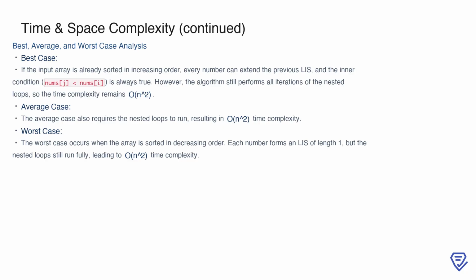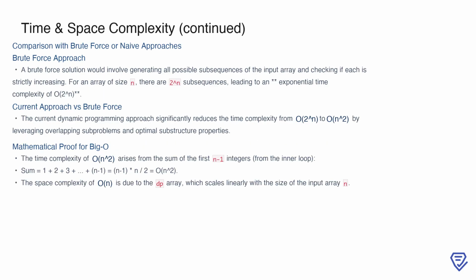In the average case, the structure of the input array might vary, but the nested loops still execute in the same way, leading to O(n^2) time complexity. In the worst case, where the array is sorted in decreasing order, each number forms an LIS of length 1. Even in this scenario, the nested loops fully execute, and the time complexity is still O(n^2). Therefore, regardless of the input, the time complexity remains consistent at O(n^2). To better appreciate the efficiency of the dynamic programming approach, let's compare it with a brute force method.